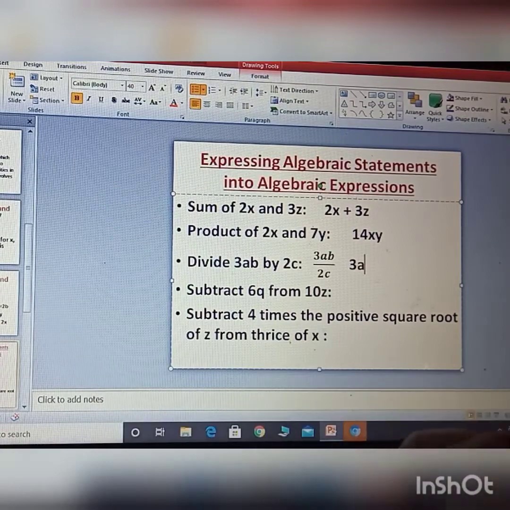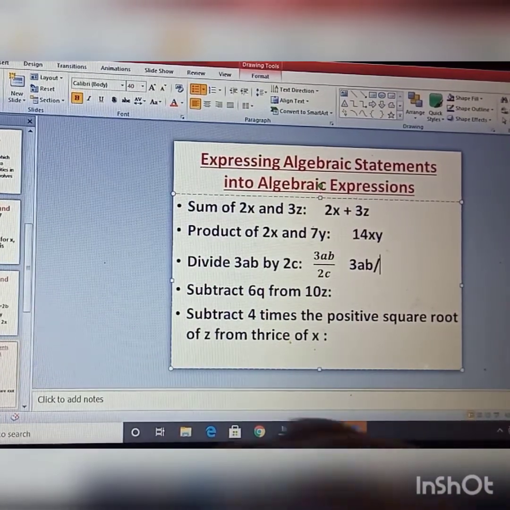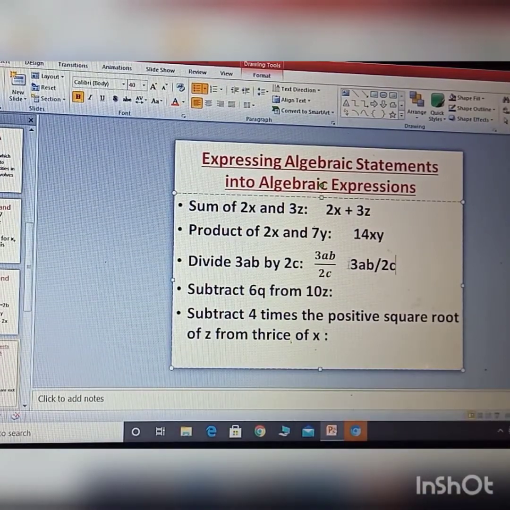Another way to write it is 3ab, you can show the slash symbol and then 2c. This is another way to show the same expression. This is also correct, and again instead of this slash you can show the division symbol as well. Done. Then the second last statement is subtract 6q from 10z.